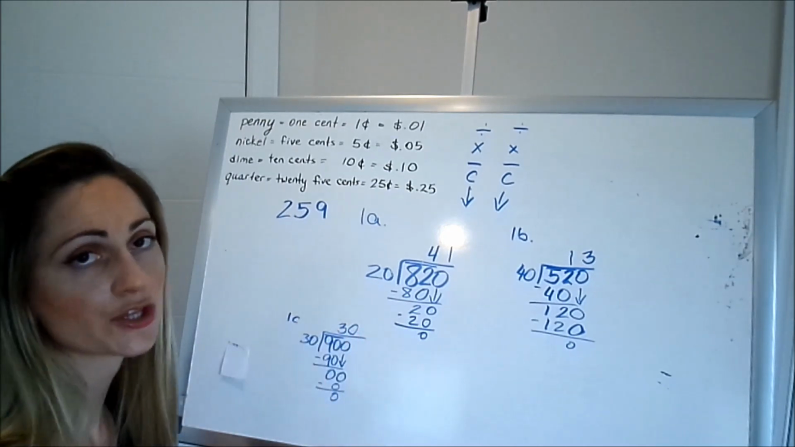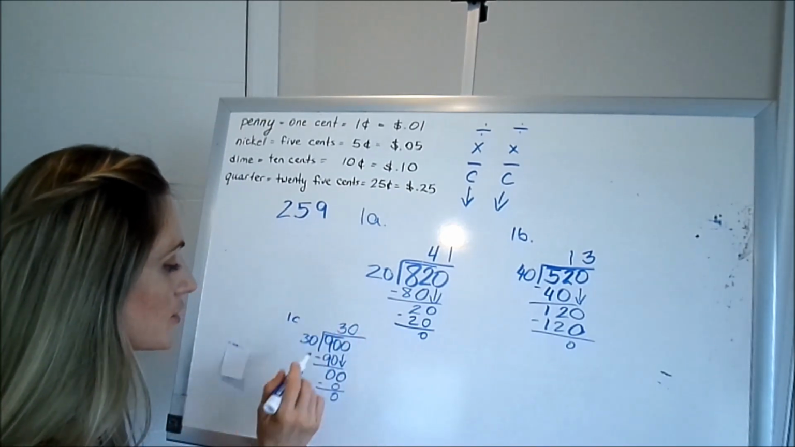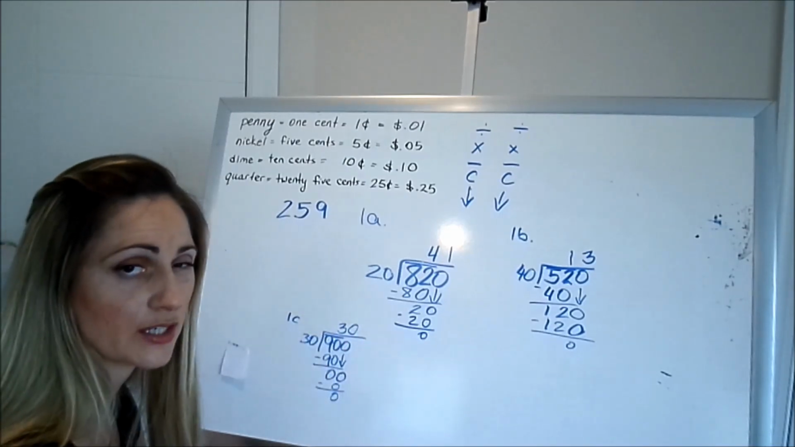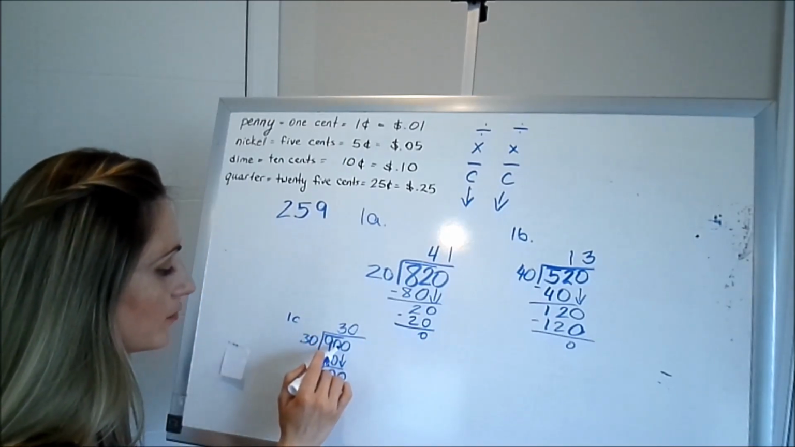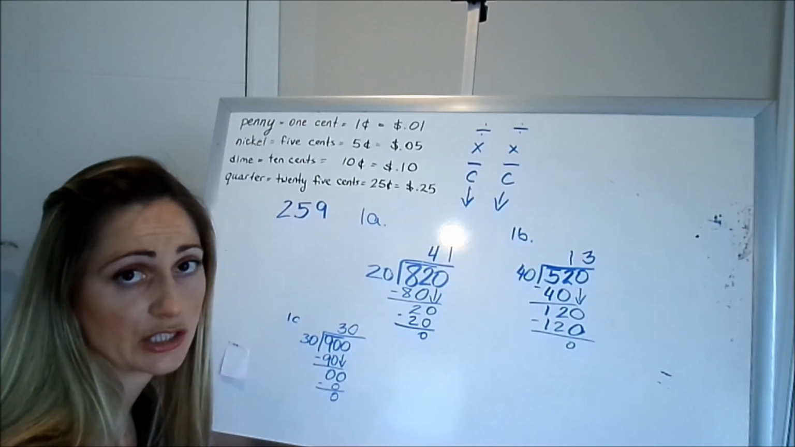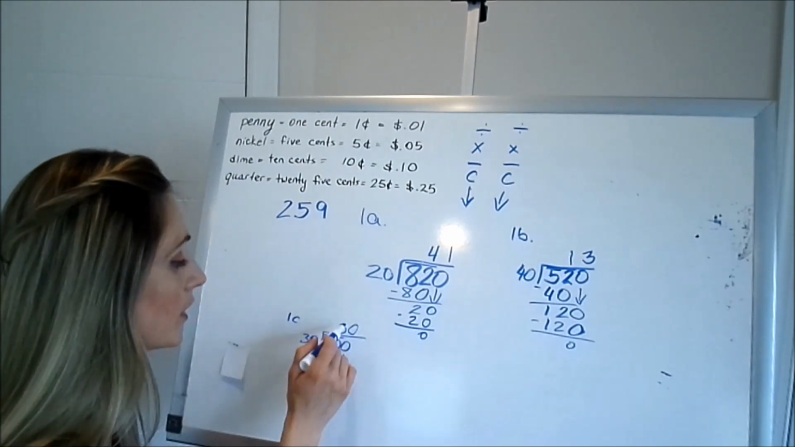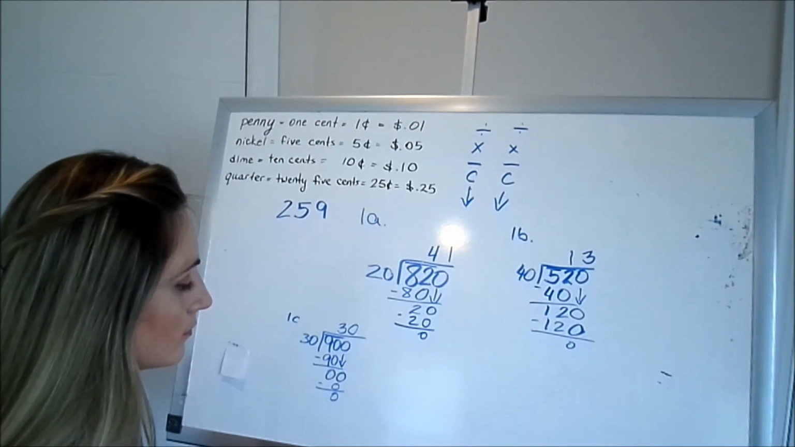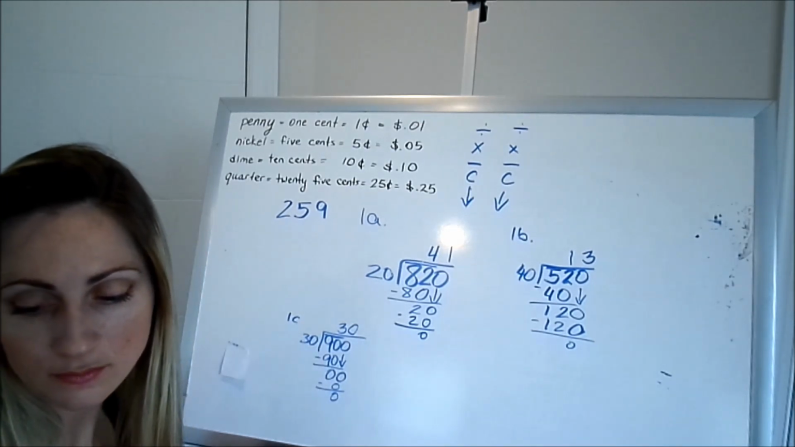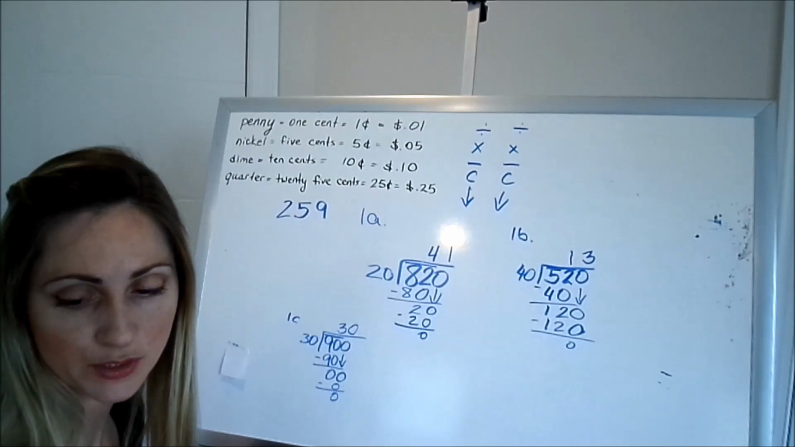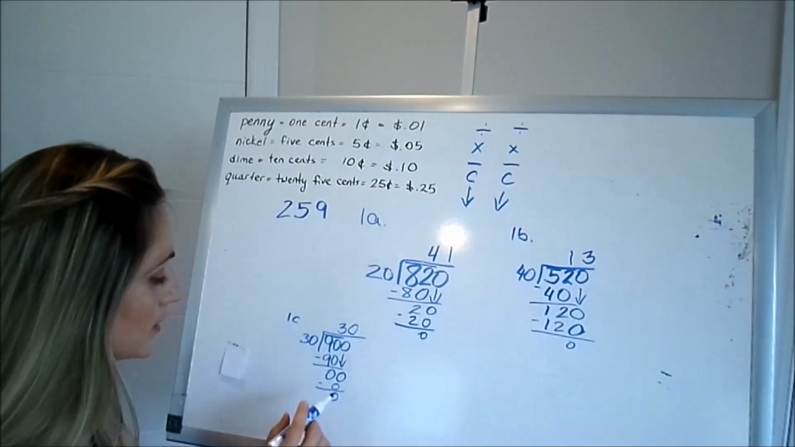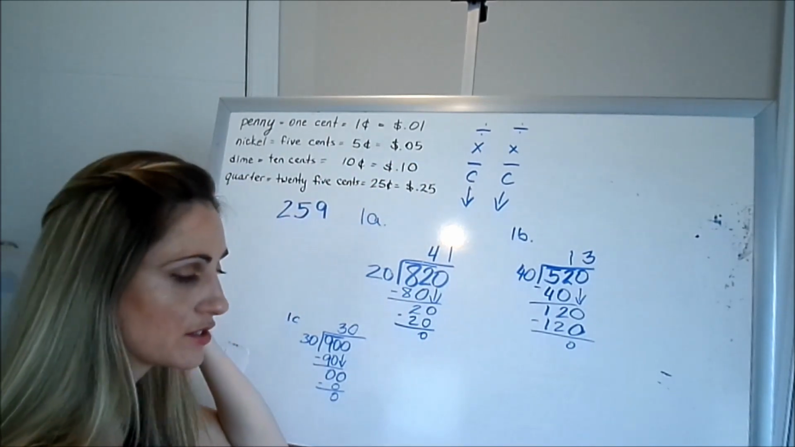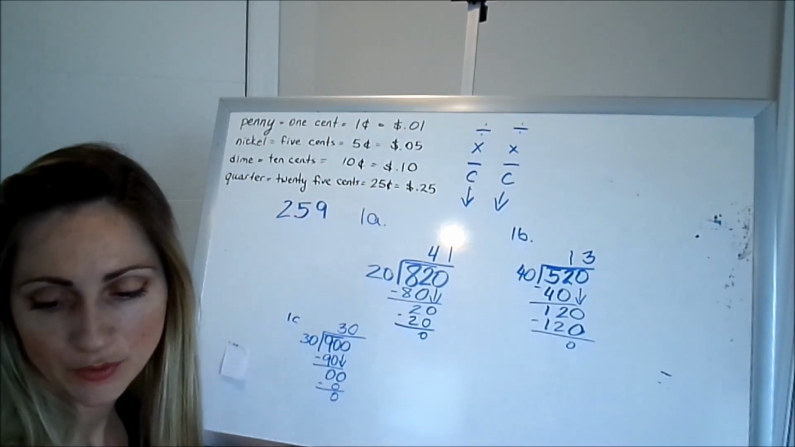Your answer is 30. Think about the answer. If this is 900, but you didn't put that 0 there, 900 divided by 30, could it just be a 3? No, it would have to be a 30. Okay? Some of these can get confusing, but just like regular, follow the 5 steps of division and you shouldn't have any trouble. Okay?